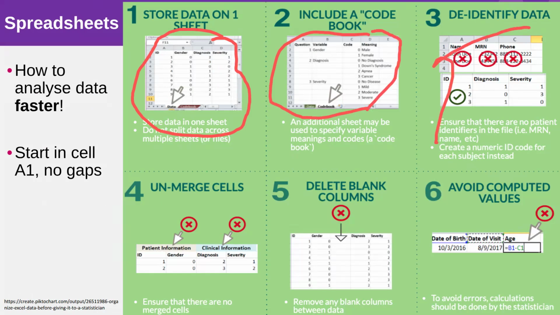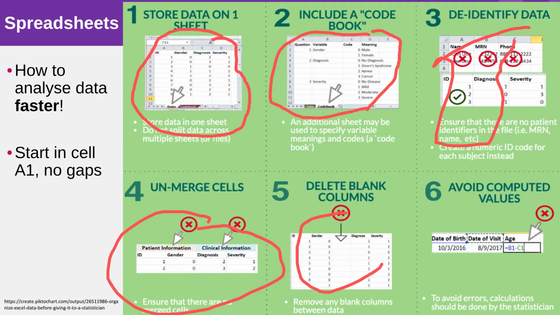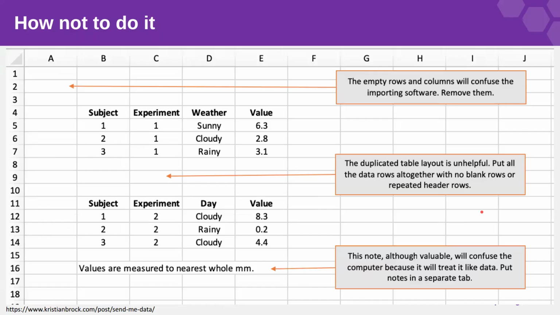De-identify the data if you're using human data. Unmerge cells. You've got one entry per cell only. Remove all blank rows or columns. Don't put them in your data. Don't put calculations inside your spreadsheet. So avoid this, where you've got lots of extra columns and rows here.